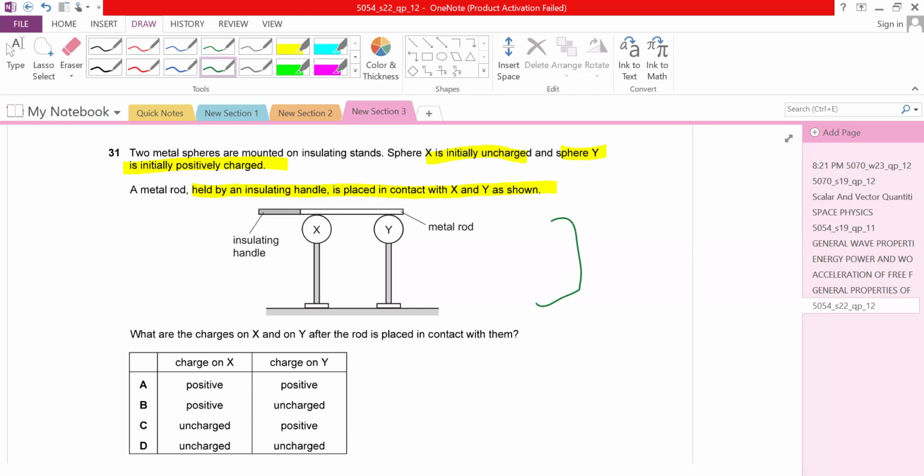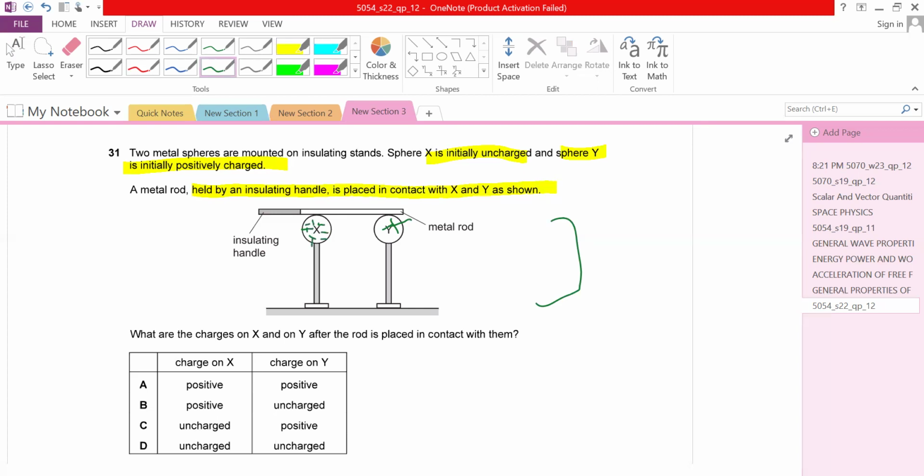What are the changes on X and Y after the rod is placed in contact with them? So Y had positive charge and X had no charge. When the rod is placed here, when Y has positive charge, this portion of X will have negative charge, and this will have positive charge.